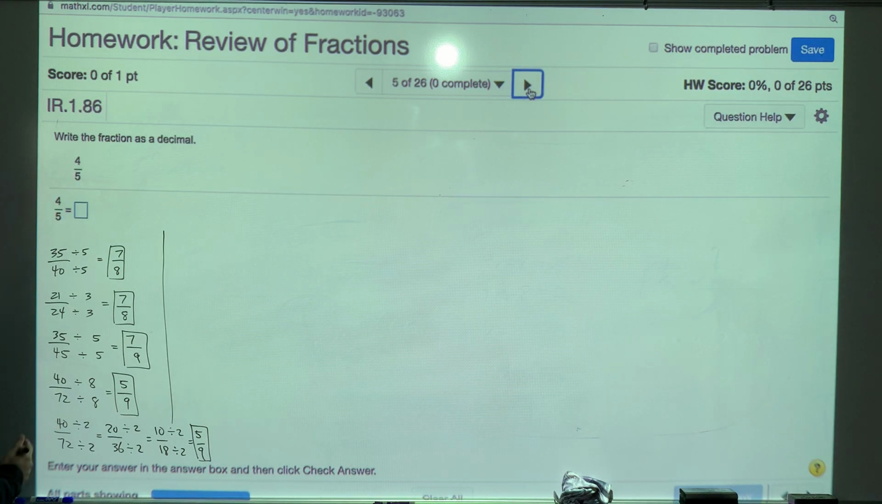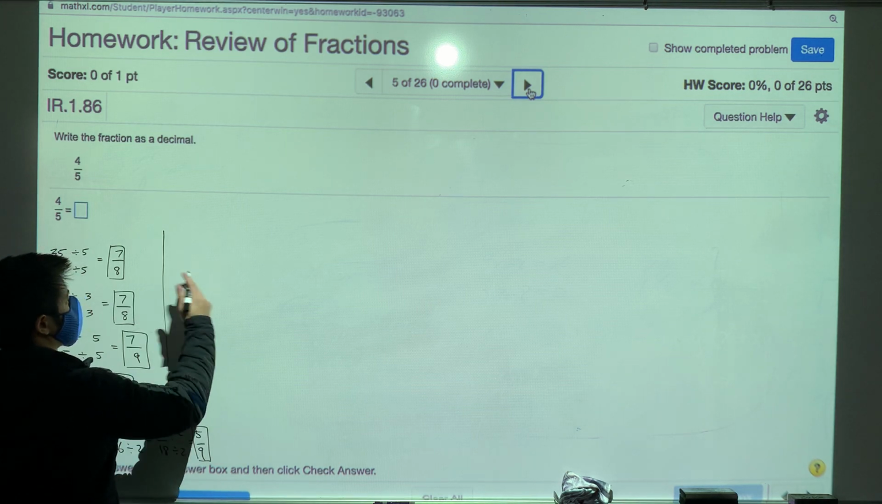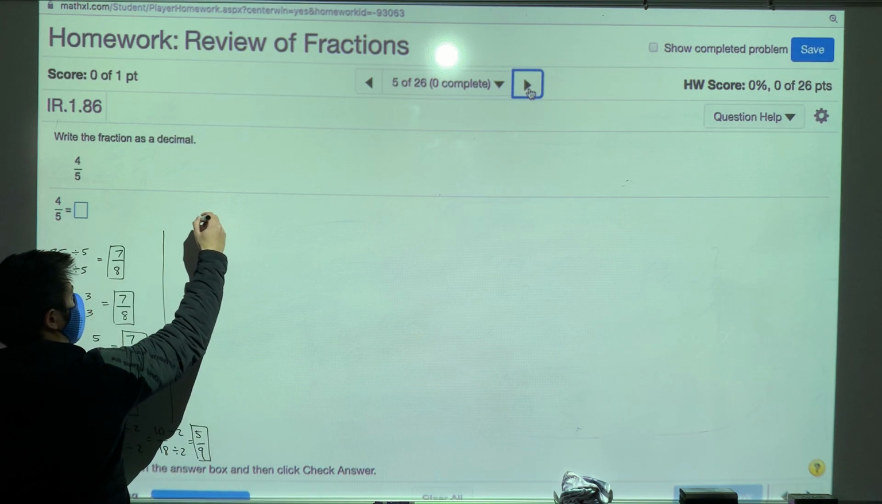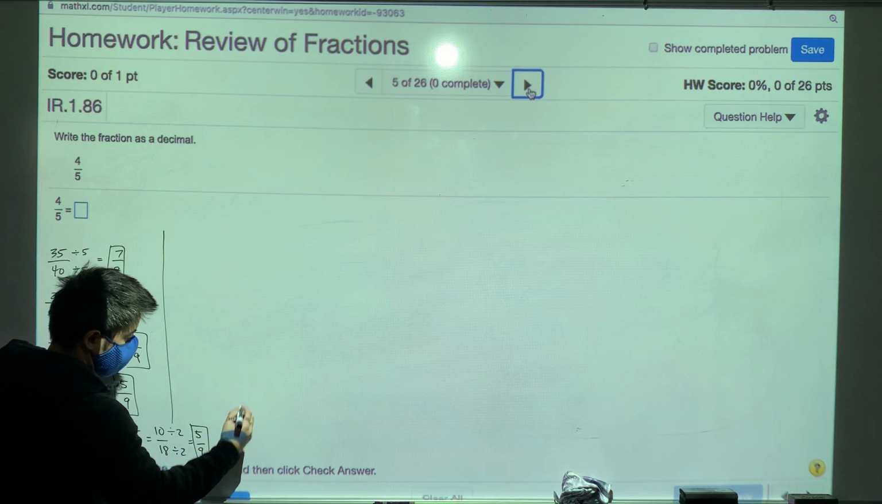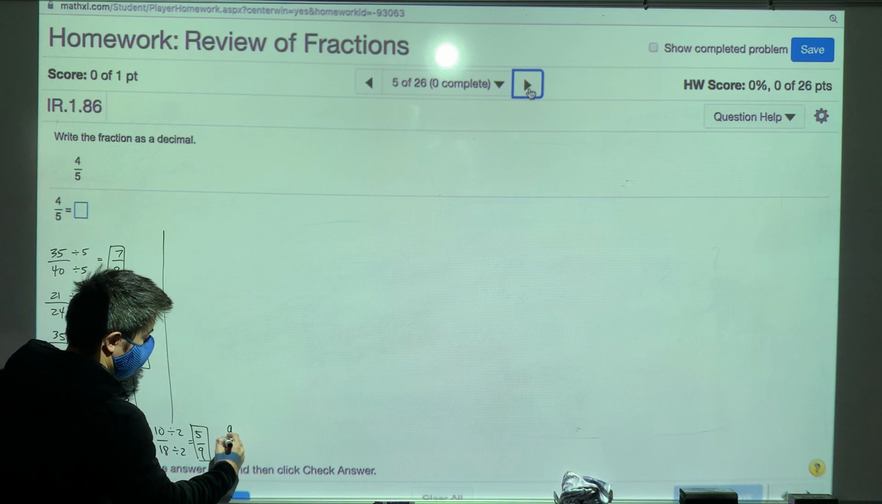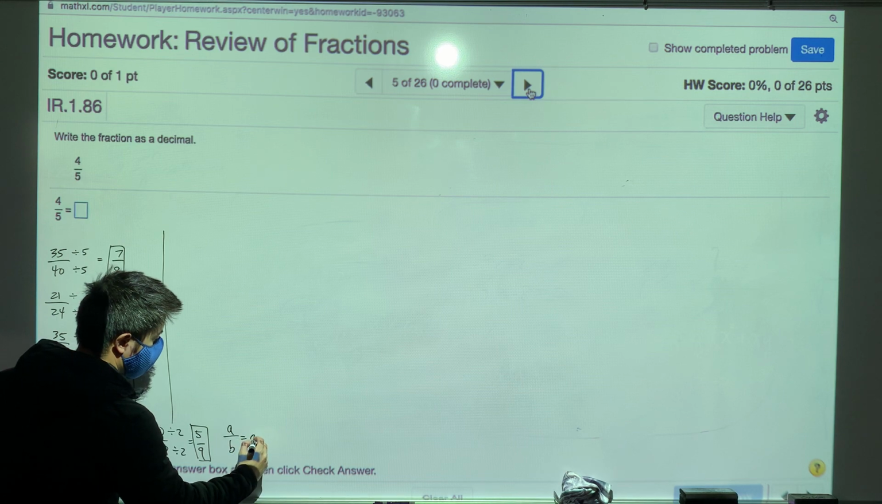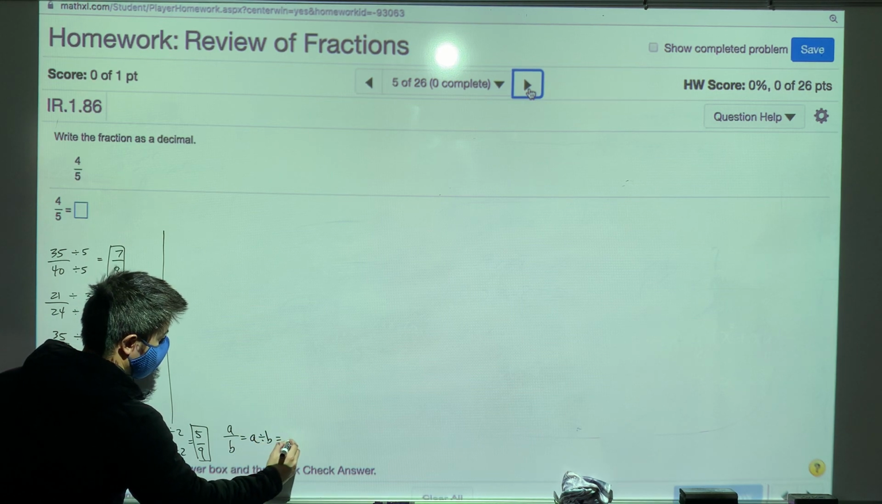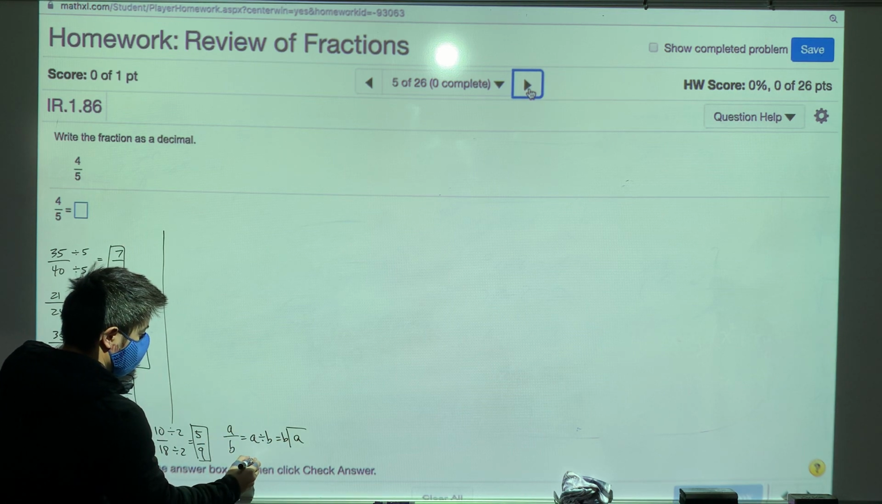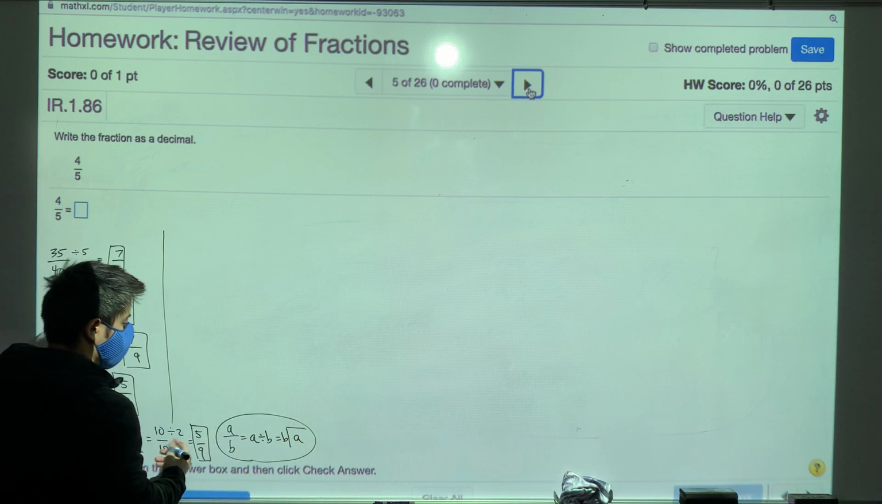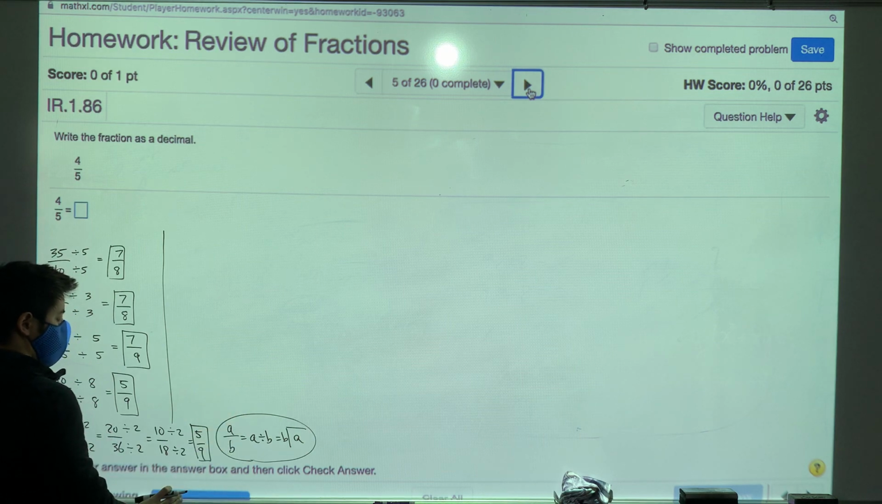4/5. Write it as a decimal. Now, in order to write these as a decimal, you have to have a particular skill that we talked about last class, and I'll just put it over here. A over B is the same as A divided by B. So this rule, this skill, to know this is very important.